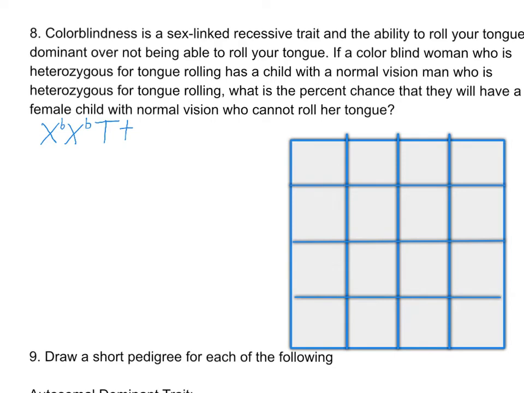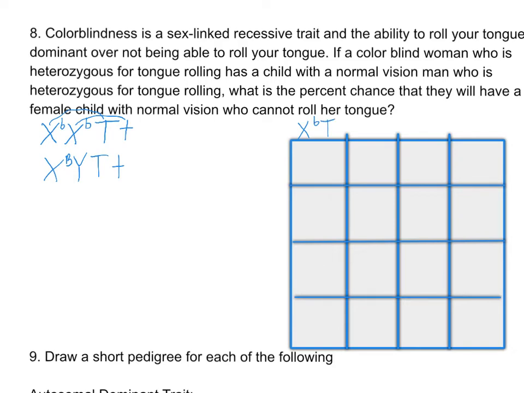The man, he is XY, he has normal vision, so he'll have a big B on his X, and again the Y doesn't have the allele on it, so we'll just leave that blank. And then he is also heterozygous for tongue rolling, so big T, little t. Now doing every possible combination of alleles, the woman could be X little b big T, or she could be X little b little t. Those are her only 2 options.